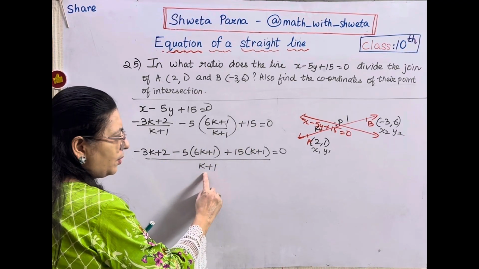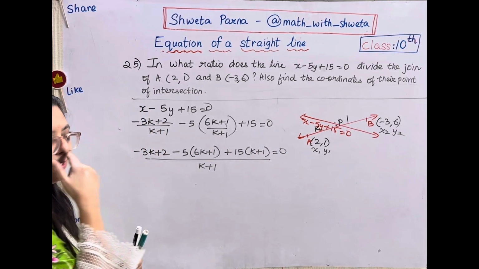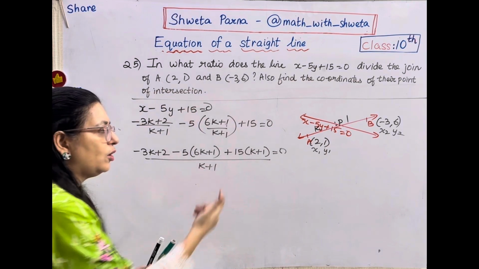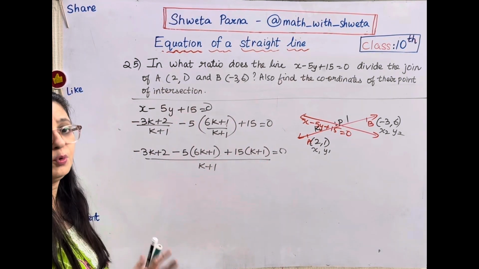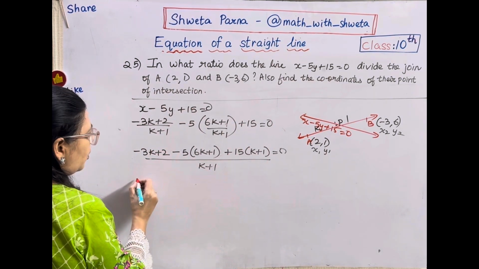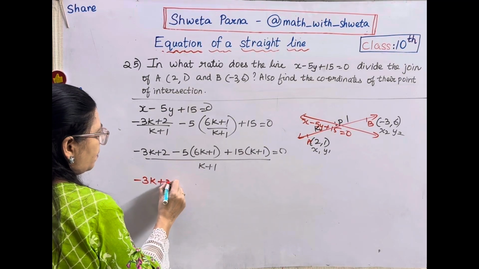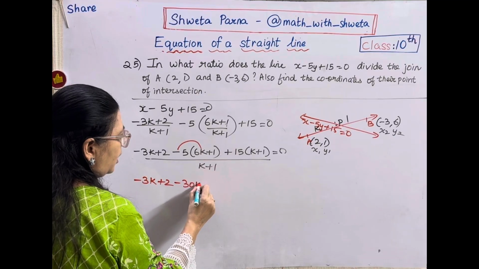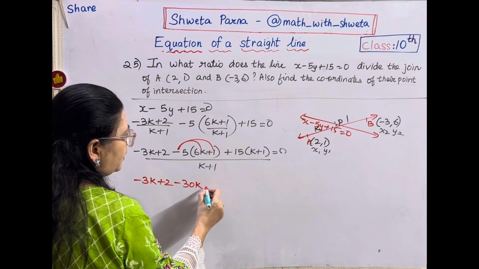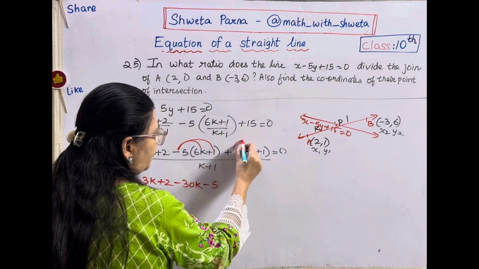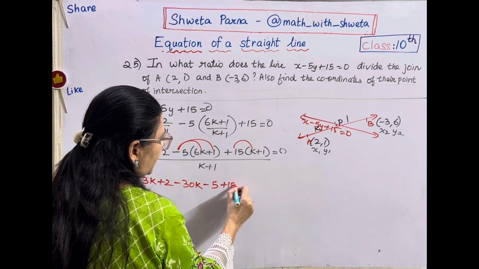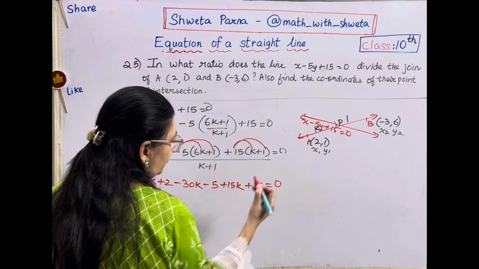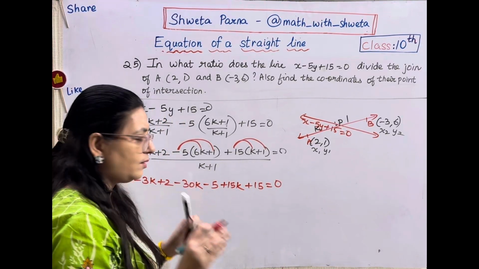Now this (k + 1), when it goes to this side, here it is division. So when it goes to this side, it will become multiplication. So 0 into (k + 1) would be 0. And here you will open the bracket. Minus (3k + 2). Minus 5 into 6k is minus 30k. Minus 5 into 1 is minus 5. 15 into k is 15k. 15 into 1 is 15, is equal to 0. 0 into (k + 1) is 0.